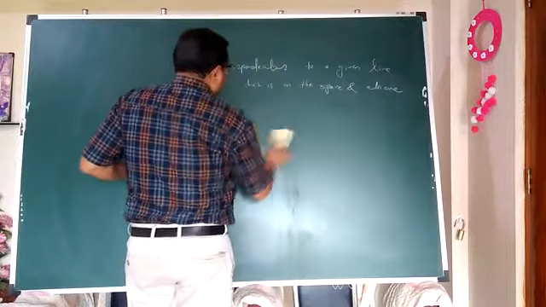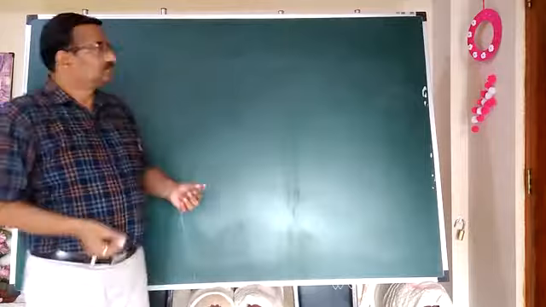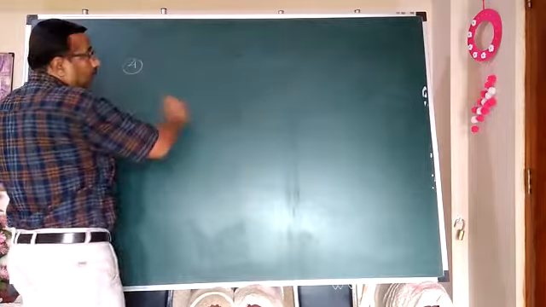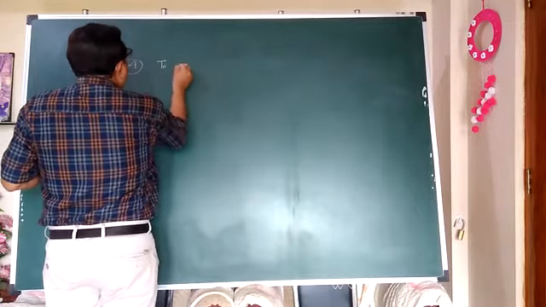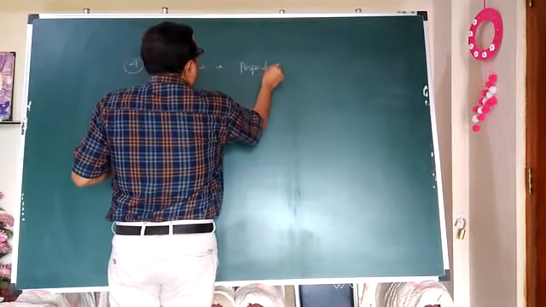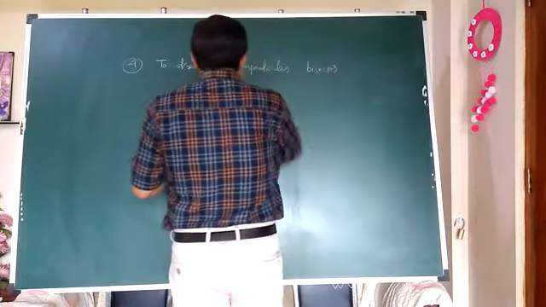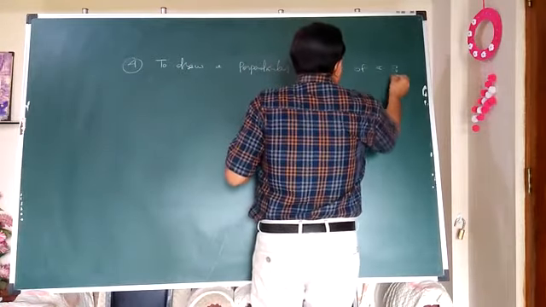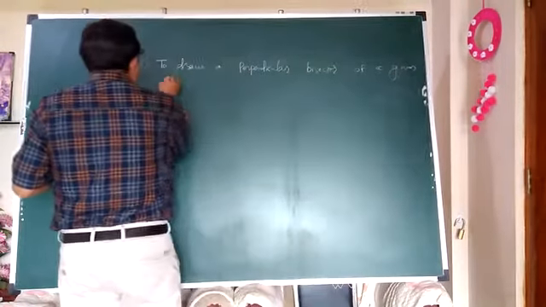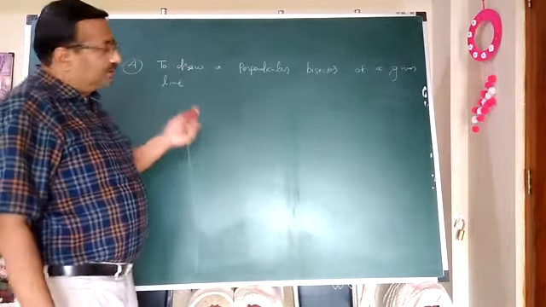Next we see what the fourth construction will be: to draw a perpendicular bisector of a given line, or to draw a perpendicular bisector to a given line, whatever it may be.